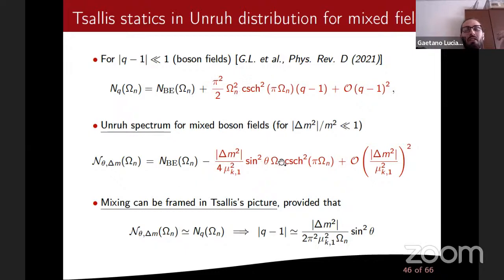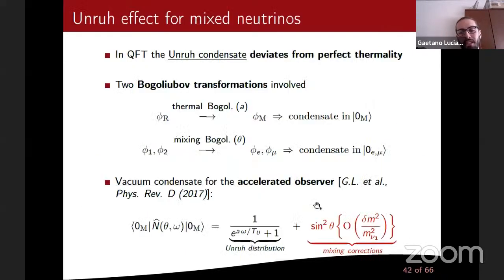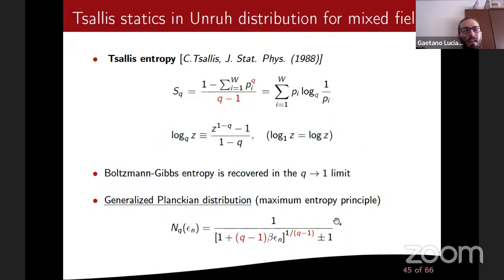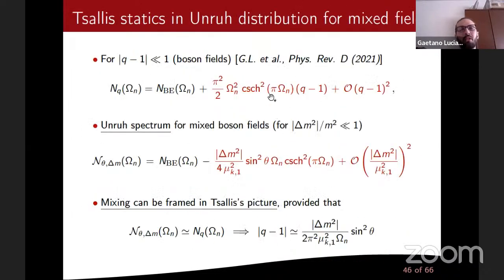On the other hand, this is the leading order of the non-thermal distribution we were obtaining here, with a more explicit computation. And you can see that you can identify, at least at leading order, these two deformed spectra, provided that q minus 1 takes this value. Of course, for delta m equals 0 or theta equals 0, this is 0, so q is equal to 1, and we recover the standard thermal spectrum.